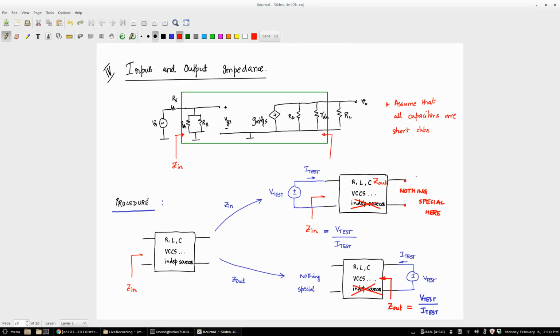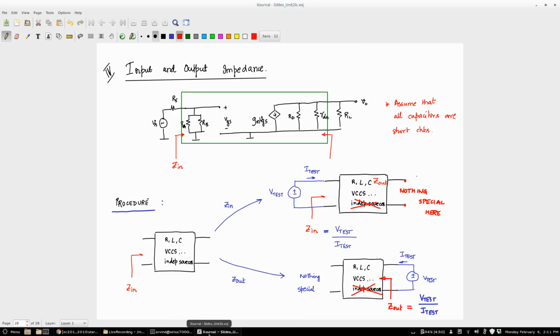Calculate the Z in and Z out when you have a network which has both passive components and active components, which could either be independent sources or dependent sources. So basically you kill all the independent sources. And what about dependent sources? Dependent sources continue to survive if the controlling element is a non-zero value. If the controlling element becomes a zero value, then the dependent source also dies. Okay? We have done many examples of this in the first course.